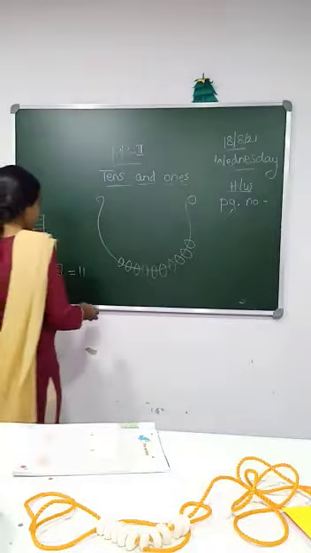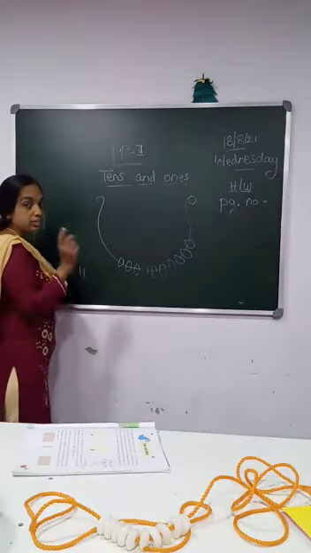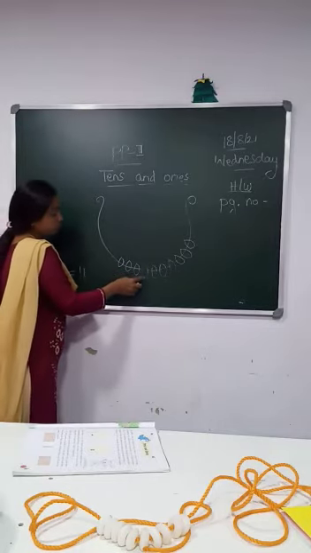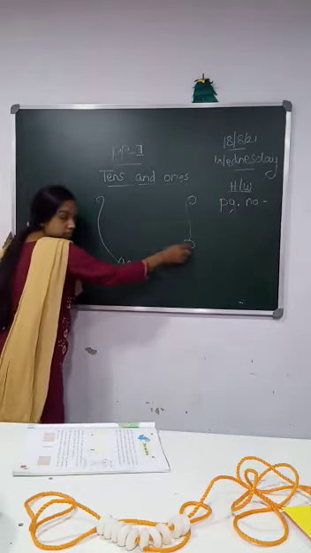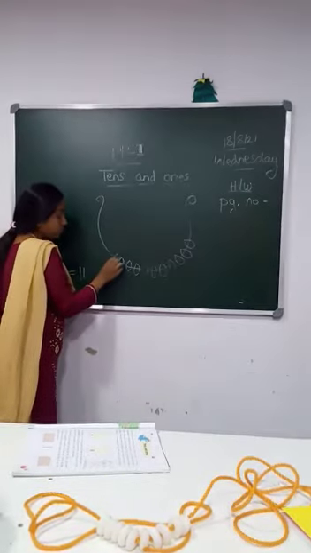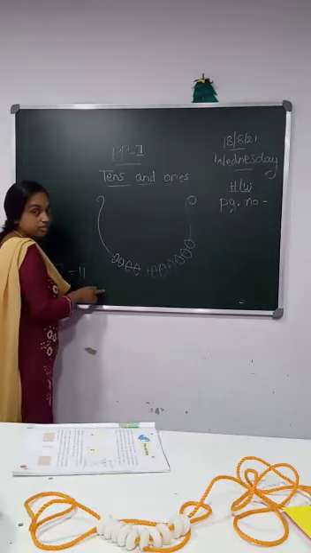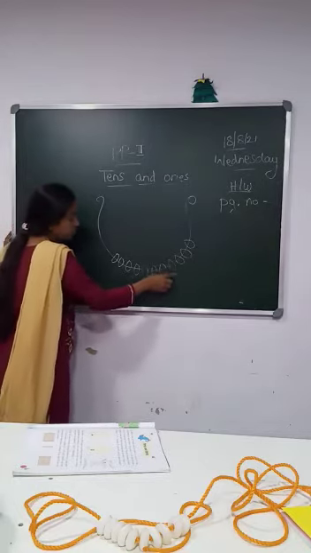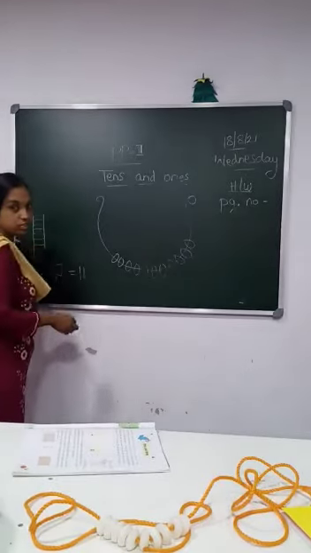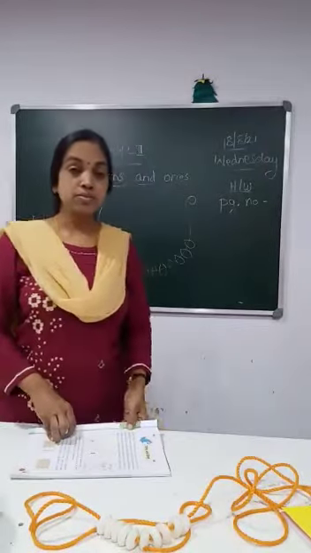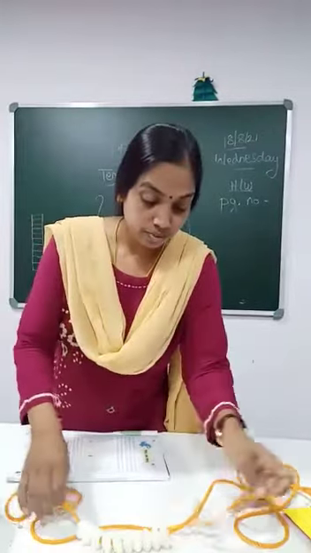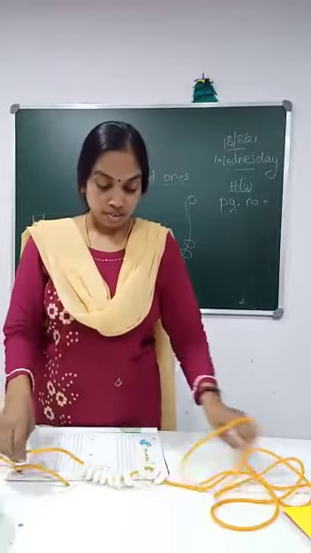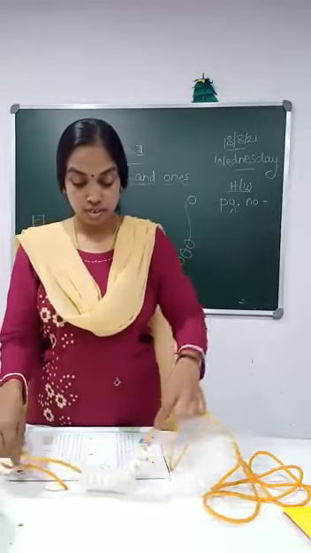And we are going to insert here one more bead to make number 11. So we have here already the 10 beads. 1, 2, 3, 4, 5, 6, 7, 8, 9, 10. And we are going to insert one more bead to make it 11. Okay children, now let us count. 1, 2, 3, 4, 5, 6, 7, 8, 9, 10, 11. So we have here 10 beads and we are going to insert one more bead.